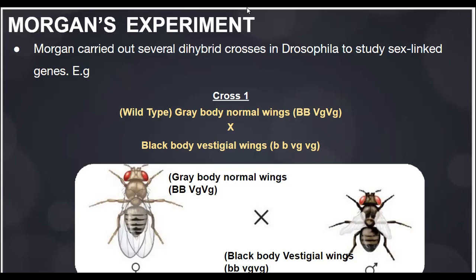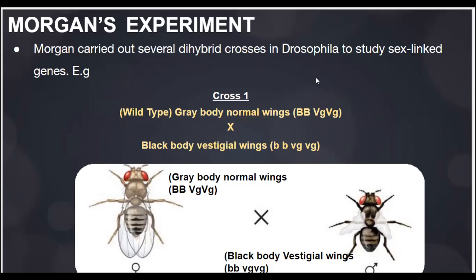So he crossed parents: one Drosophila, one fruit fly, which had a gray body and normal wings, and the other parent was black in color with no wings, vestigial wings you can say. So he chose these as one of the examples that we are discussing over here.